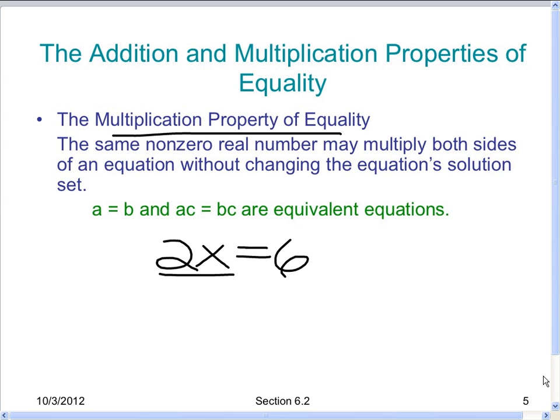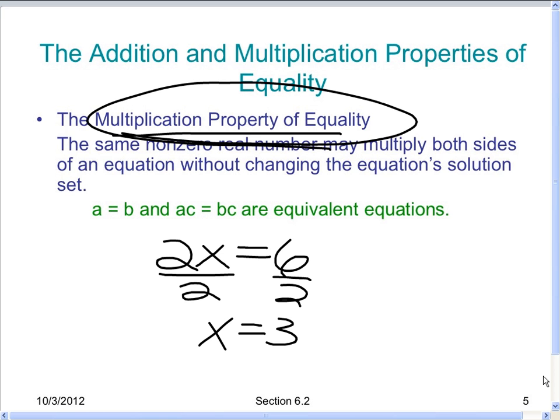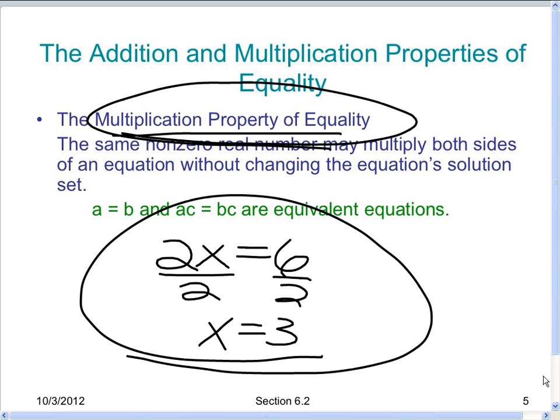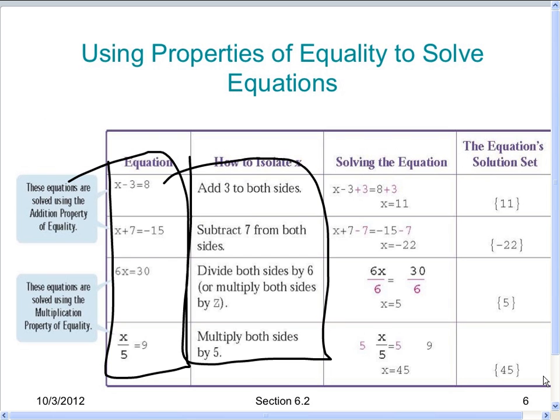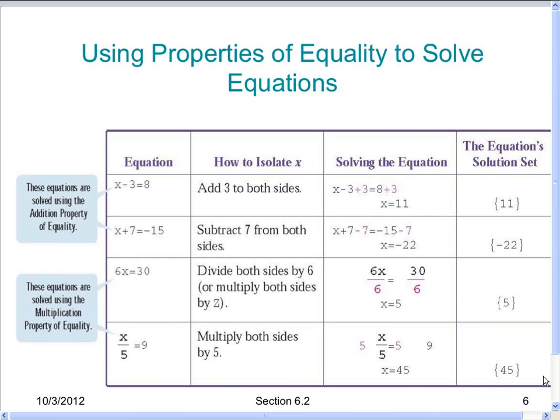So I have 2 times x equals 6. The opposite of times is divide, and I get x equals 3. So this property, the multiplication property, says that this operation, dividing by 2, is legitimate. It's allowed. This is basically just a summary, examples of how to use those properties.